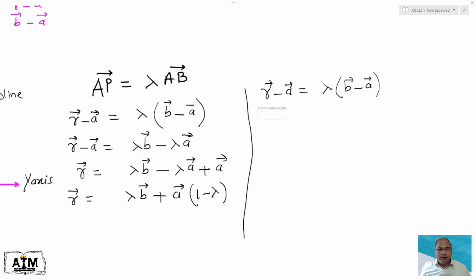We can write the same equation in a simpler way. Instead of opening the bracket, we can keep it as it is, only taking vector A to the RHS. That is vector R equals vector A plus lambda multiplied by vector B minus vector A. Keeping the bracket as it is looks simpler and easier to remember.